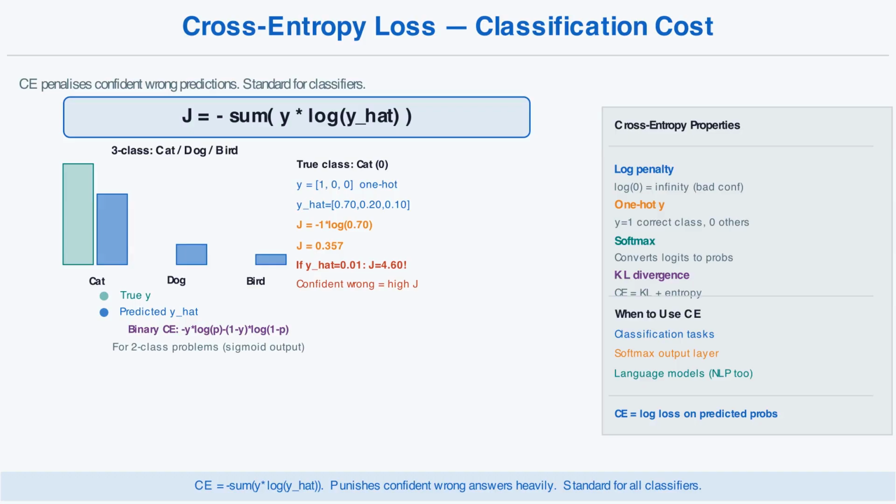Cross-entropy loss for multiclass problems is negative sum of y times log of y hat, where y is the one-hot true label vector and y hat is the softmax predicted probability distribution. For the correct class where y equals 1, the loss is negative log of the predicted probability. All other classes contribute 0 because y is 0 for them.